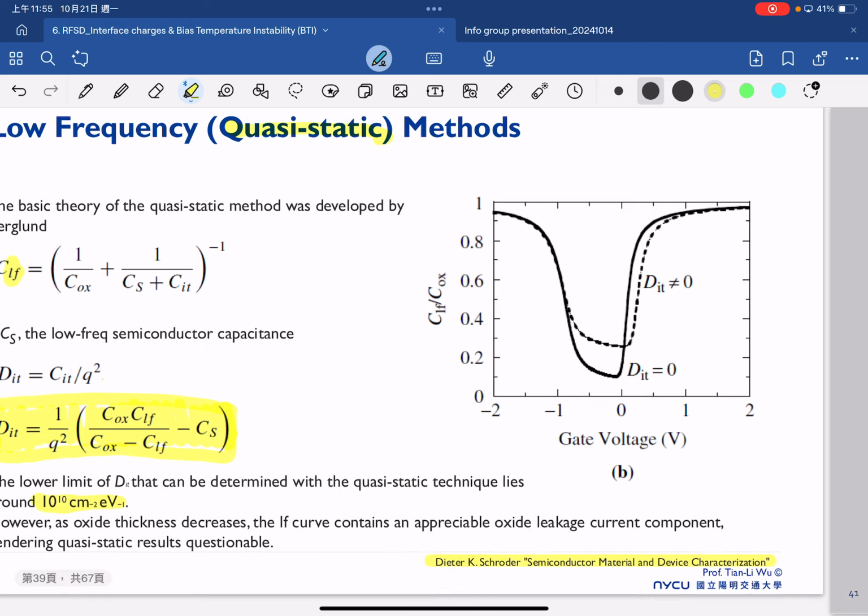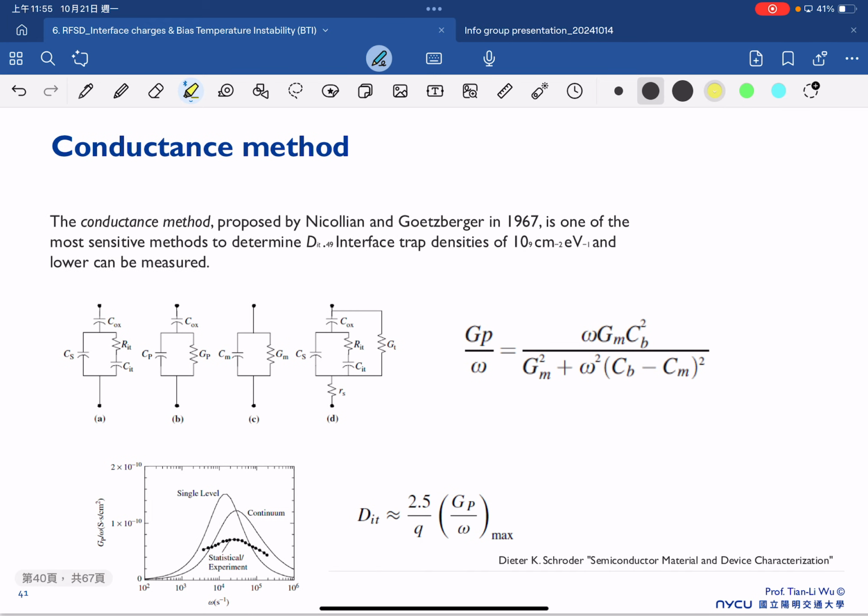And the next one is the conductance method. The conductance method is also a very old one. It was proposed in 1967, but the conductance method is still very useful nowadays. If you look at Google Scholar, you will find that many people nowadays still use the conductance method, and the trap density can be down to the 10 to the 9 level. So that's very low.